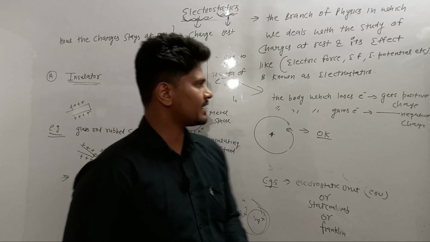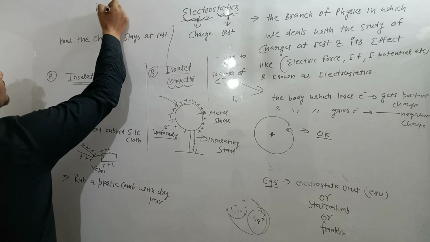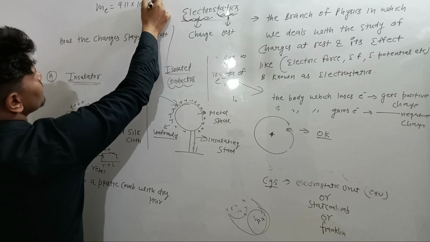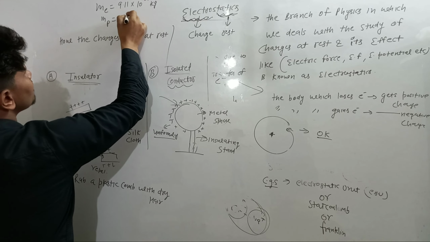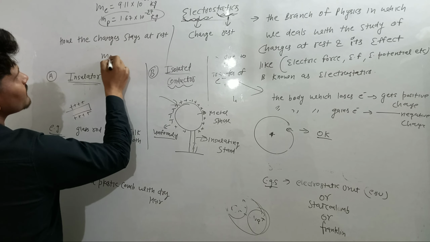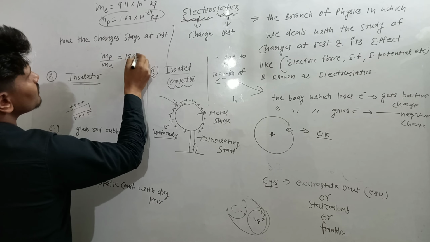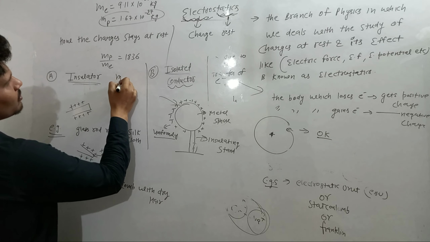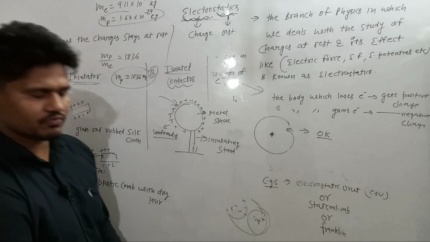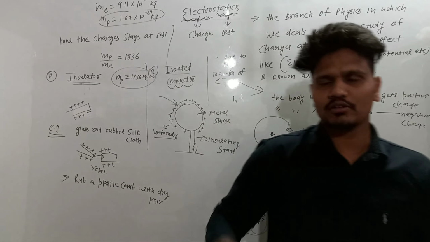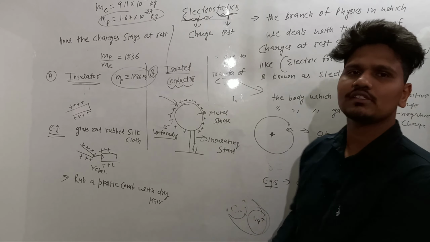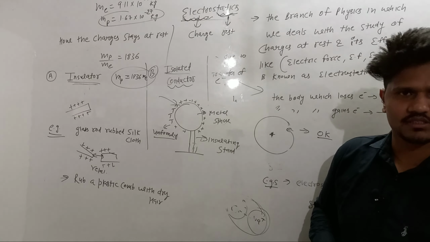Protons never get transferred. As we know, the mass of an electron is 9.11 times 10 to the power minus 31 kg, and the mass of a proton is 1.67 times 10 to the power minus 27 kg. If you take the ratio of these, it comes to about 1836. So the proton mass is approximately 1836 times that of the electron. So the proton is a very massive particle compared to the electron, so protons actually do not move. It is electrons which move. So the transfer of electrons is the reason for the body being charged.